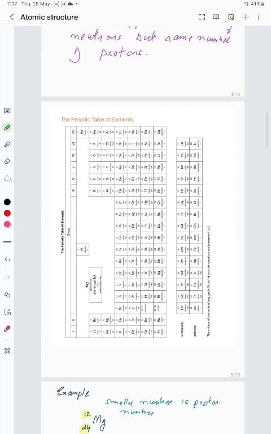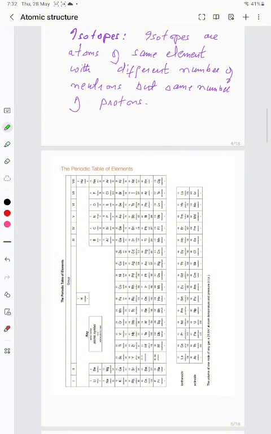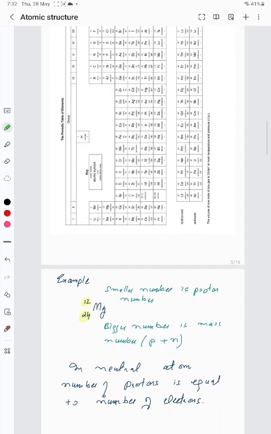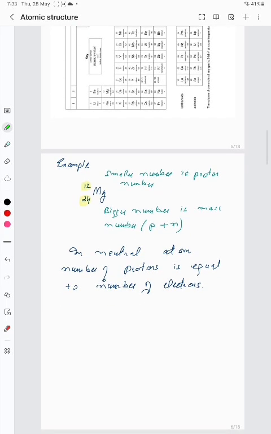This is the periodic table given in the syllabus, and in each box you will find two numbers. One is a smaller number and the other is a bigger number. The smaller number is the number of protons and the bigger number is the mass number, which you can take as proton plus neutron. For example, magnesium 12 and 24: the 12 is the proton number and 24 is the mass number, and the number of protons and electrons are equal. So in this case, if the proton number is 12, this means that the number of electrons is also 12.